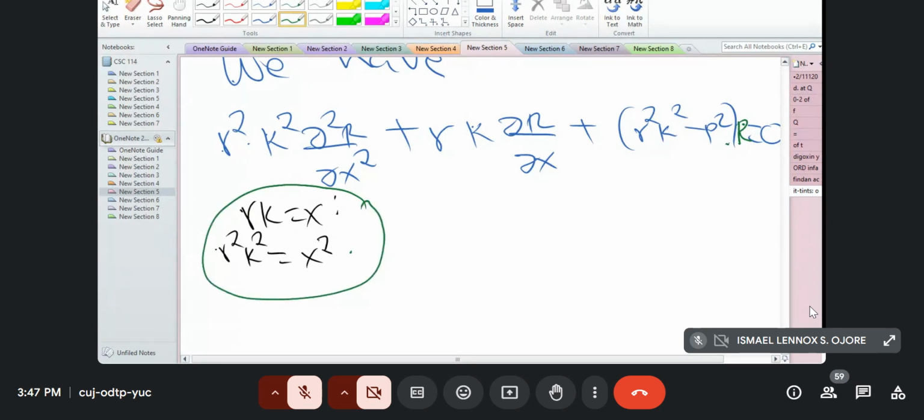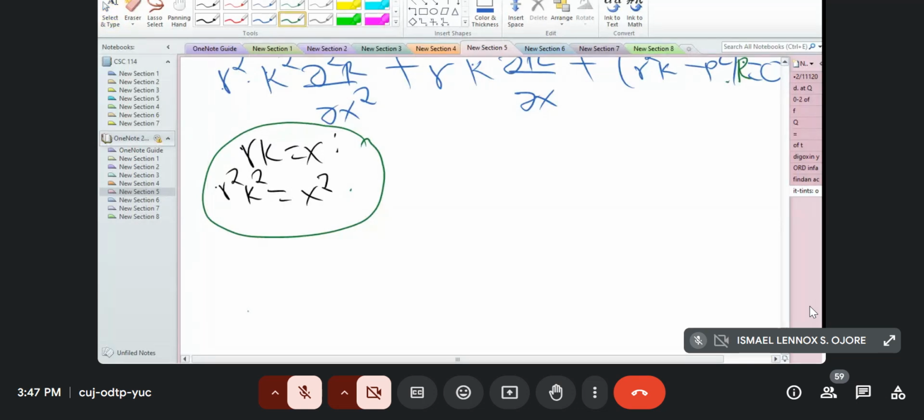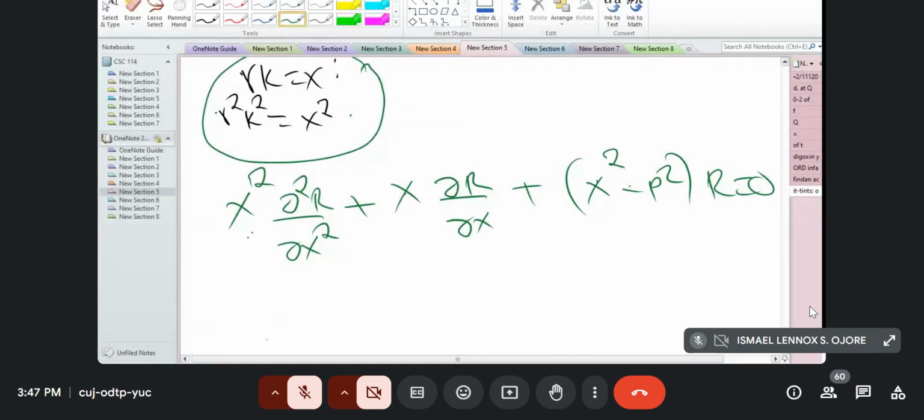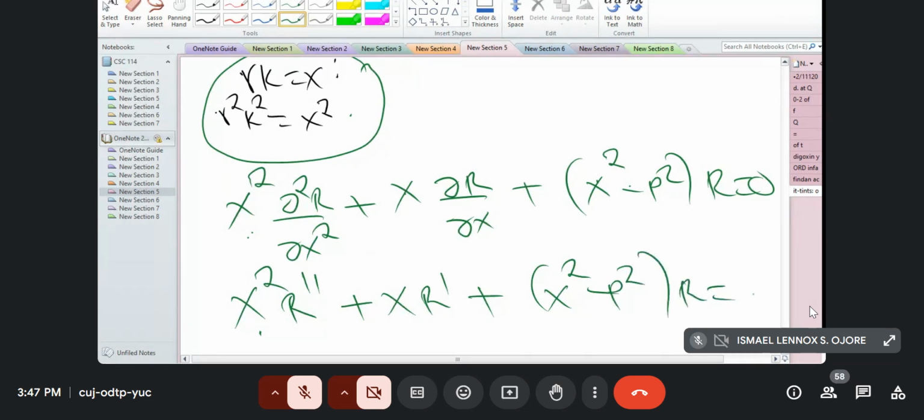So using this, r squared k squared, we substitute with x squared partial squared R partial x squared, plus rk, we substitute with x, so partial R partial x, plus r squared k squared, substitute with x squared, minus p squared times R equals 0. It's now Bessel's, isn't it? x squared R double prime plus x R prime plus x squared minus p squared times R equals 0.